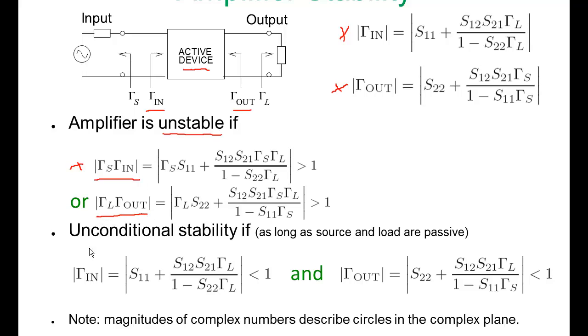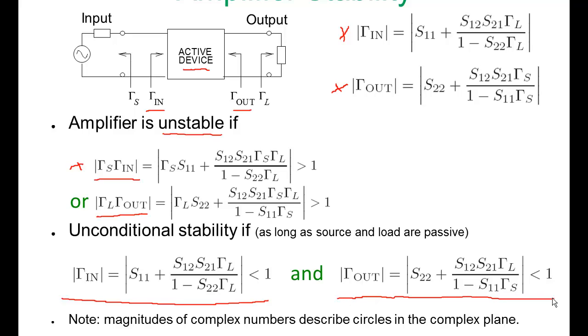So we have unconditional stability as long as the source and load are passive, that is, gamma S and gamma L have magnitudes both less than 1, if we have these conditions. So we have unconditional stability. It doesn't matter what our load is, what our source is, if gamma in is less than 1, and if gamma out has a magnitude that's less than 1.